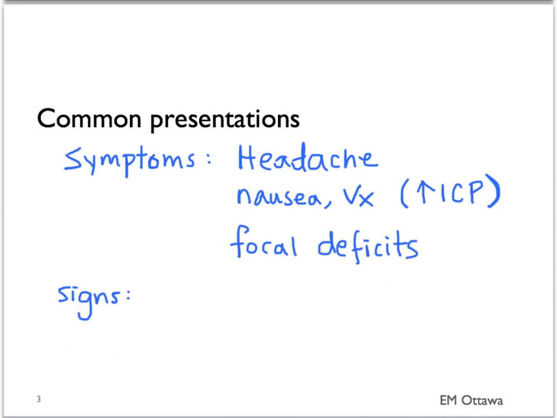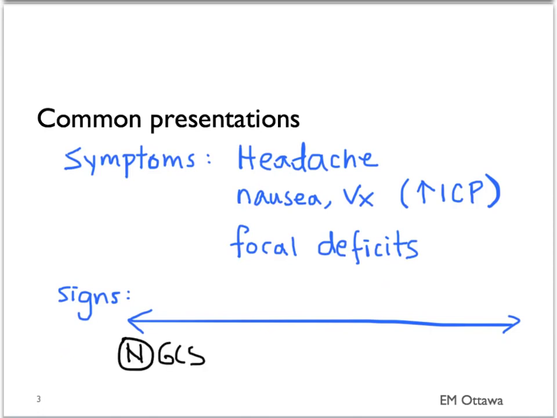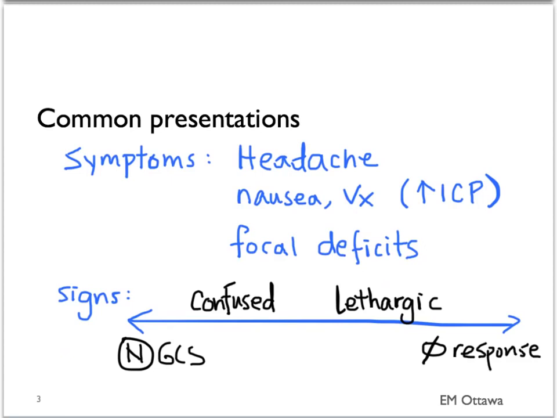For the physical signs, it is dependent upon which area is being affected by the bleeding. There is a range of presentation. The patient can be completely neurologically normal, with a normal GCS, to being slightly confused, lethargic, or unresponsive. They can also present with seizure activities.